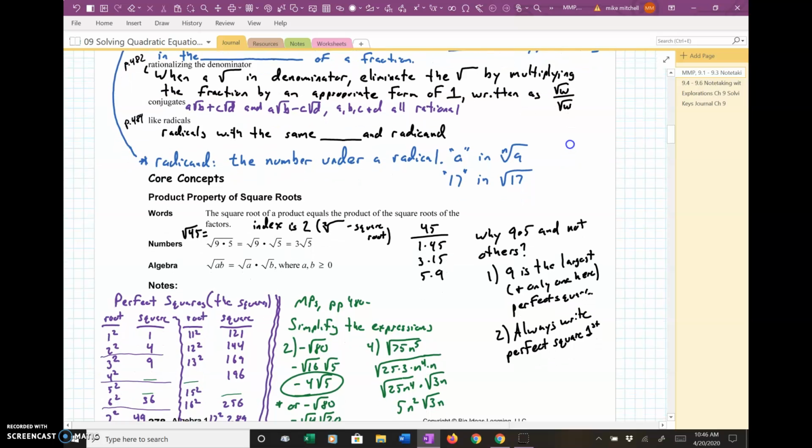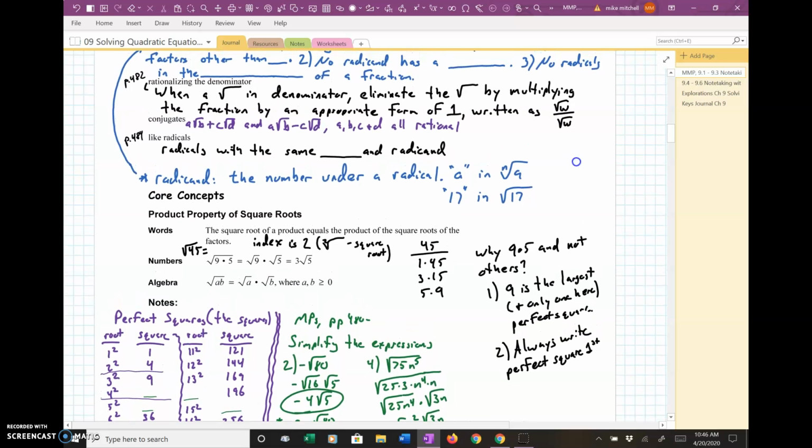I have added to the notes down here quite a bit. I color-coded some of this so you can see the parts different. What they're doing here, root 9 times root 5, that's because they're thinking 45 is multiplying to that. The index on this is 2 also. Remember, a square root, we assume the index is 2. I mentioned why we chose root 9 times 5. We have all these numbers that multiply to 45, but the only perfect square we had in there was 9.